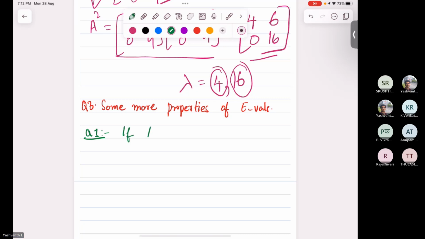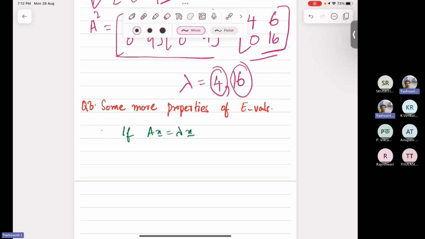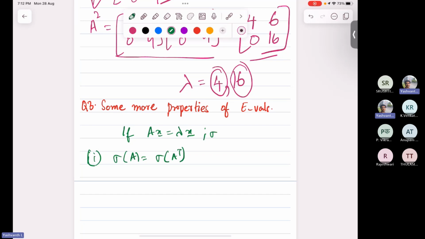If Ax equal to lambda x, that is, what does it mean? Lambda is an eigenvalue and x is an eigenvector for the matrix A. Then sigma of A is equal to sigma of A transpose. Let me define what sigma of A is. It is nothing but the collection of all lambda such that Ax equal to lambda x. That is just a collection of all eigenvalues of the matrix A. What am I saying in this first result? I'm saying that the matrix A and the matrix A transpose will have the same eigenvalues.